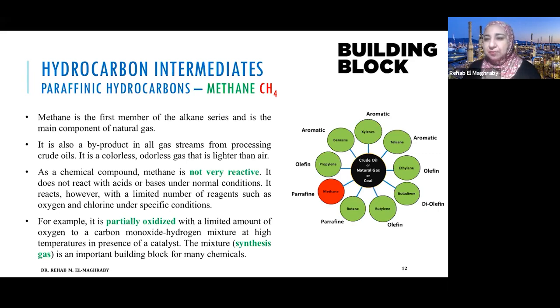In general, if you find a leak in the natural gas pipeline, you will smell something. This smell is the mercaptan, not the natural gas. Natural gas has no smell. It's odorless. Okay. So methane is one of the important petrochemical building blocks, and you can see it in the green circle here, the red one here. It is a paraffin.